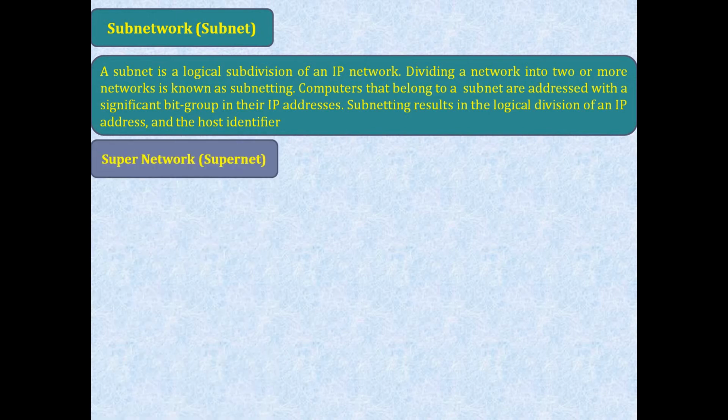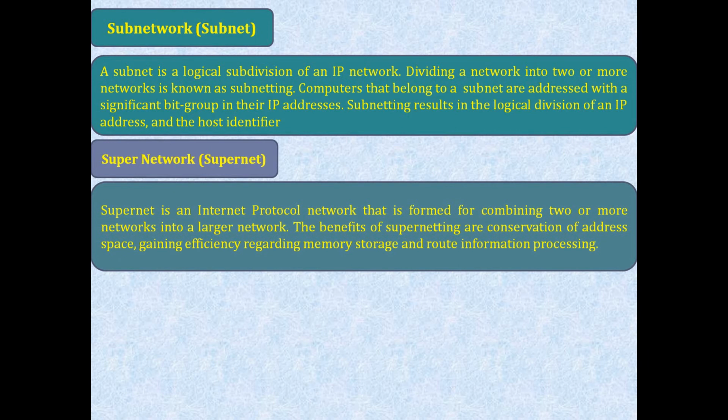So next we are going to see the super network. It is called supernet also. In the supernet, an internet protocol network is formed by combining two or more networks into a larger network. The benefits of supernetting are conservation of address space, and gaining efficiency regarding memory storage and route information processing.